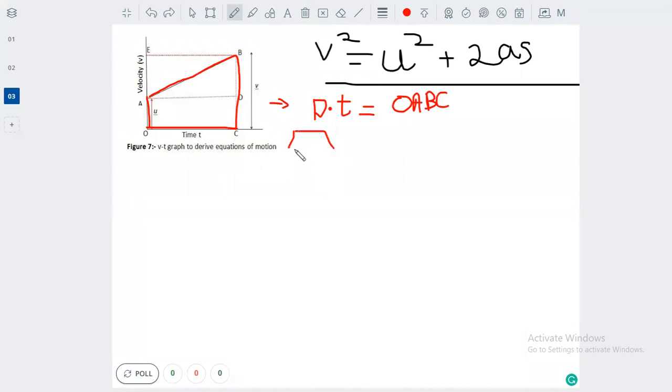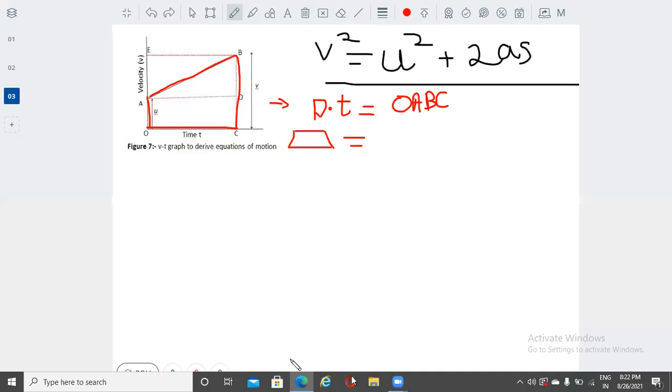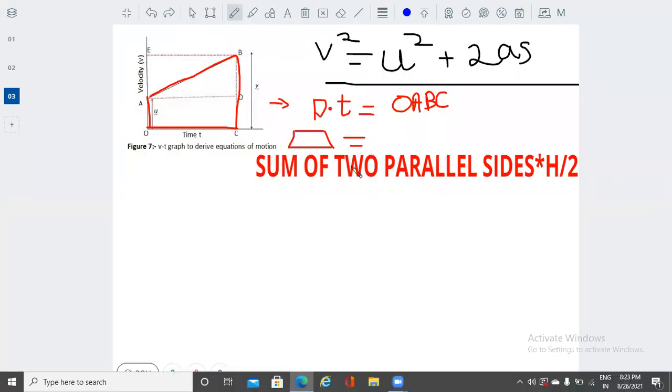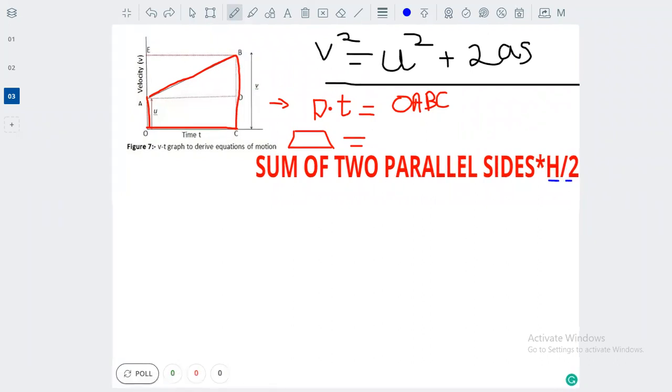Now, area of a trapezium. What is the area of a trapezium? Let me write it down over here. Area of trapezium is nothing but sum of two parallel sides by 2 into height. Sum of two parallel sides into height by 2. These three things you need to remember. So what is the sum of two parallel sides? What are the two parallel sides? AO, BC, right? So these are two parallel sides.